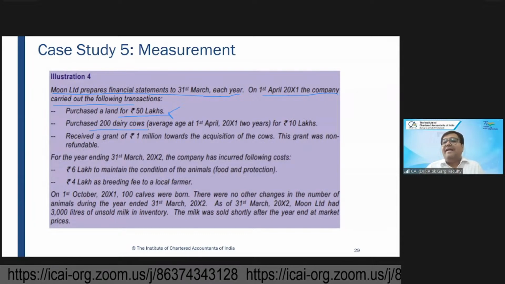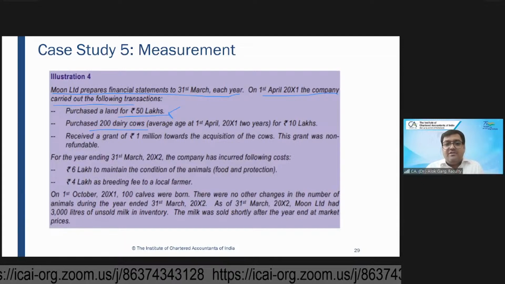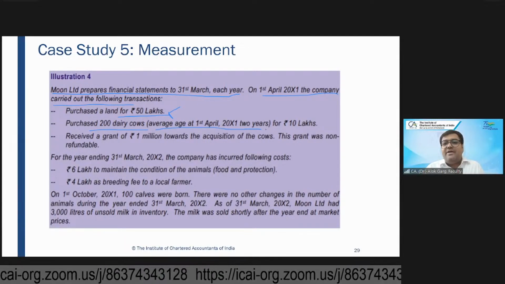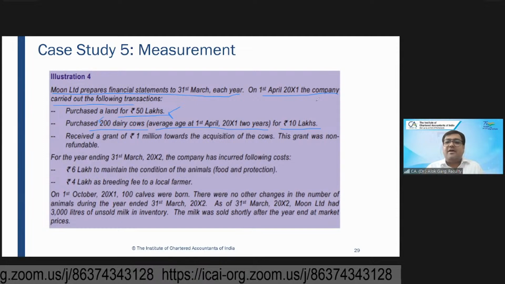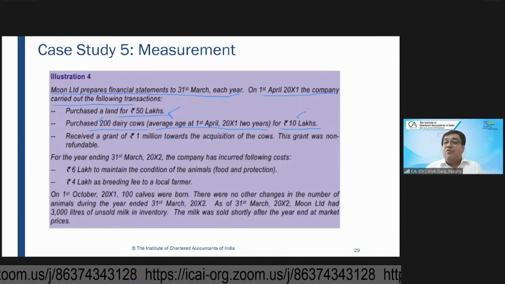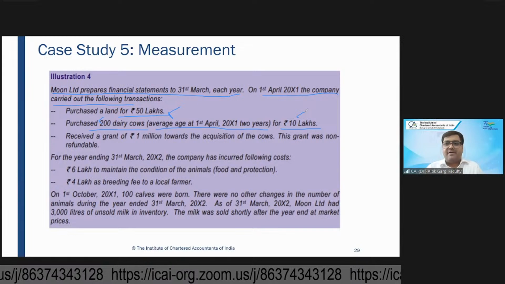Purchased 200 dairy cows. These cows are biological asset, living animal. The average age of the cow is 2 years, for rupees 10 lakh. The company has purchased 200 cows for rupees 10 lakh. What is the cost of per cow? 5,000 rupees the cost of per cow.